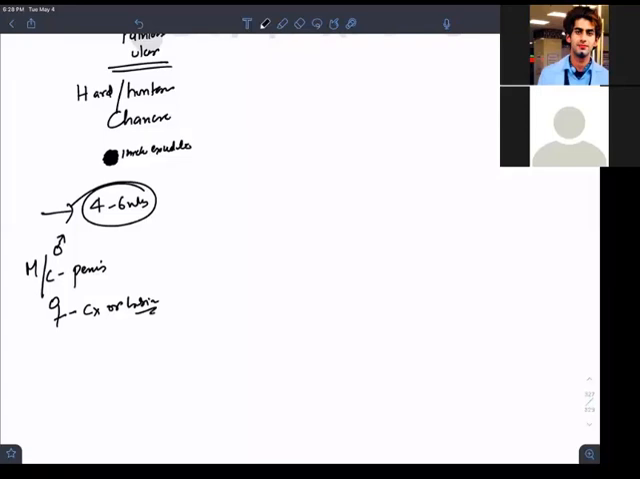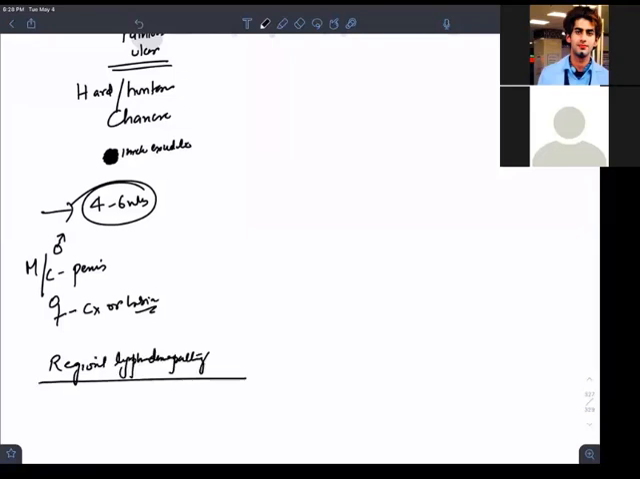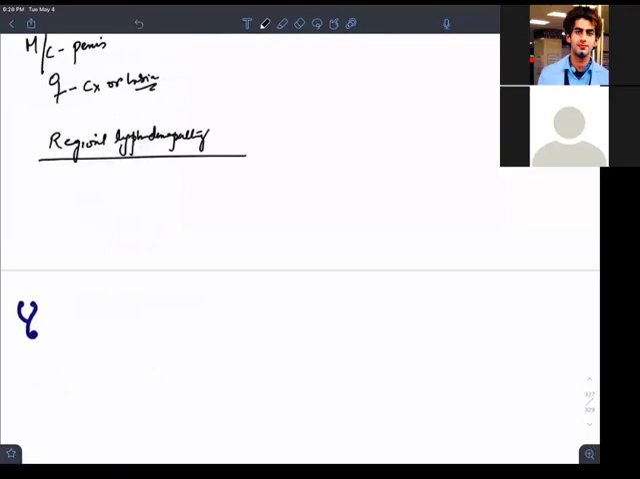Also, the patient will come to you with regional lymphadenopathy in primary syphilis. In regional lymphadenopathy, remember my words: painless, non-suppurative, bilateral. Painless, bilateral, non-suppurative lymphadenopathy. It involves his inguinal lymph nodes.